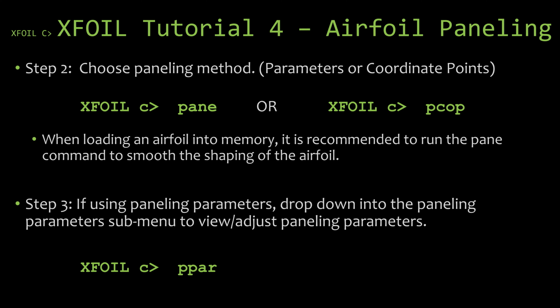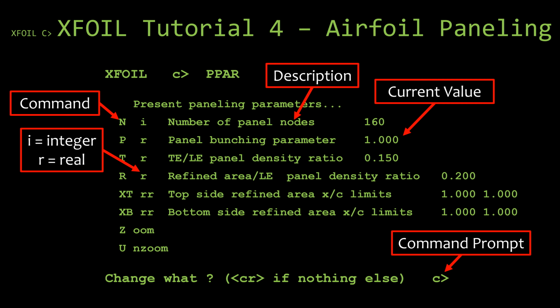Now, if you're wanting to look at what the paneling parameters are, you can look at them without actually choosing to use the method, using the PPAR submenu, and this is actually the submenu that we're going to drop into as well to adjust or change the paneling parameters. When you enter the PPAR submenu, you're going to see the text here displayed on the screen. It's going to show you the different paneling parameters that are available to you, along with giving you a prompt allowing you to change the parameters if you're wanting to.